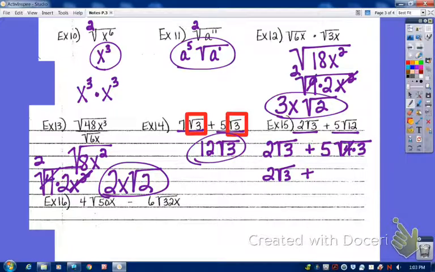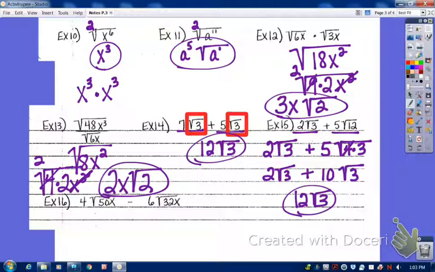What happens when 2 comes out and there's already a number outside? They get multiplied together. So when the square root of 4 is 2 and 2 comes outside and there's already a number outside, you do 2 times 5 and you get 10 and the 3 is left under the radical. Now you can add 2 square root of 3 and 10 square root of 3 because those are considered like terms. And 2 plus 10 is 12. Keep the square root of 3.